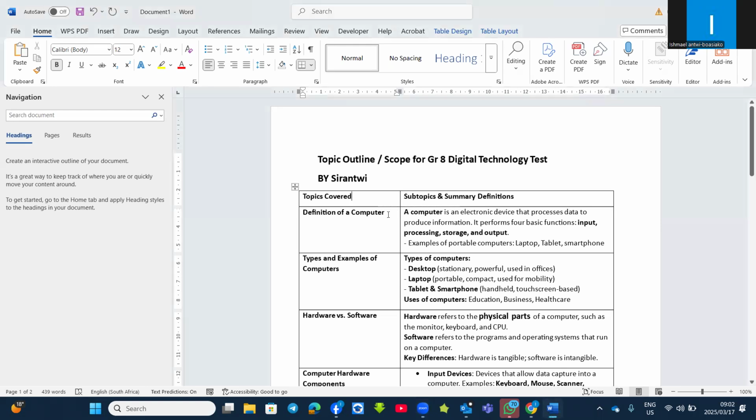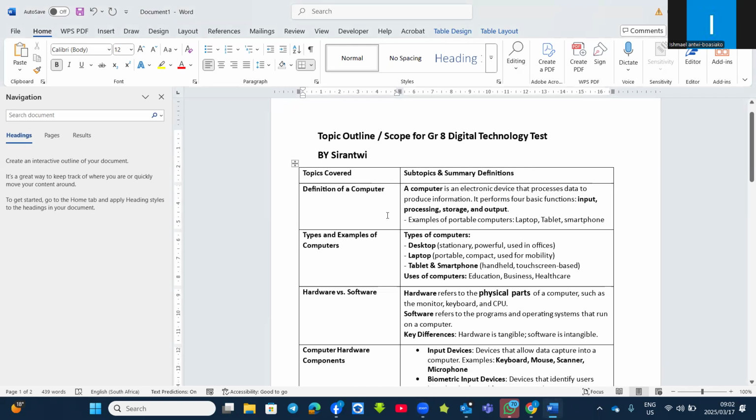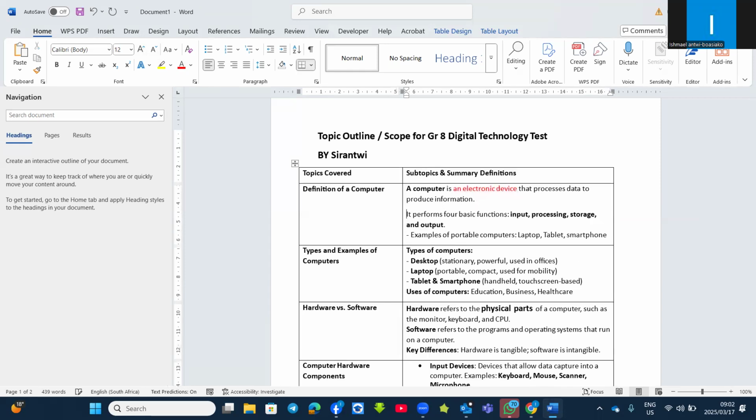Right, the first topic that we are going to look at is a computer, the definition of a computer and different types of computers. So first of all, when we talk about a computer, the first keyword is electronic device. A computer is an electronic device that processes data into information. So any device that can process data into what we call information is called a computer. And a computer mainly performs 4 basic tasks. That's the input, processing, storage, and then the output.